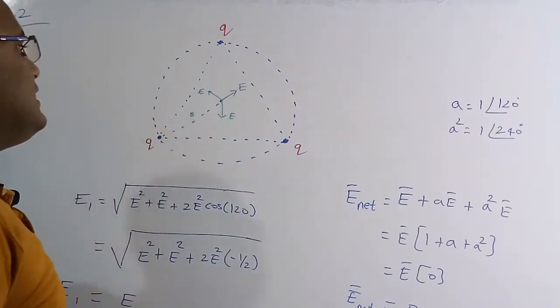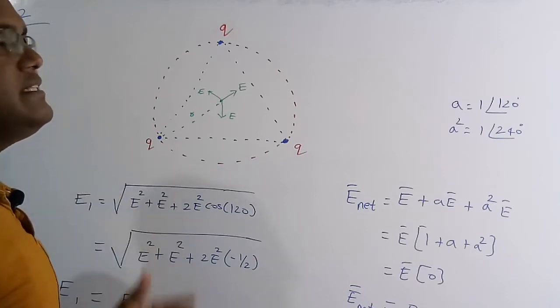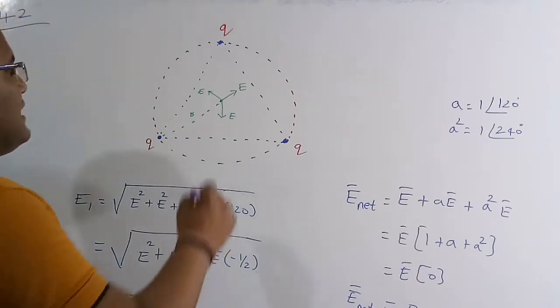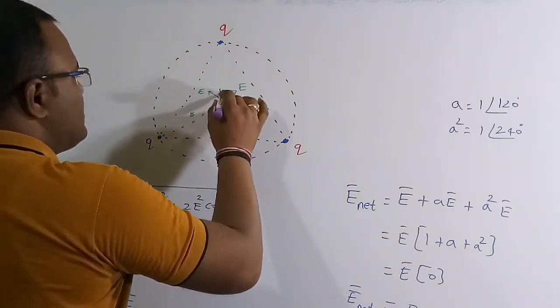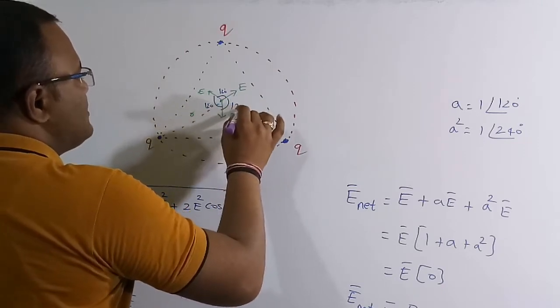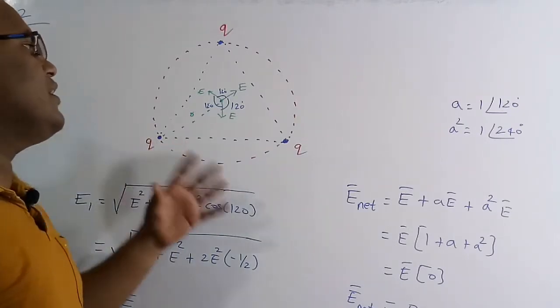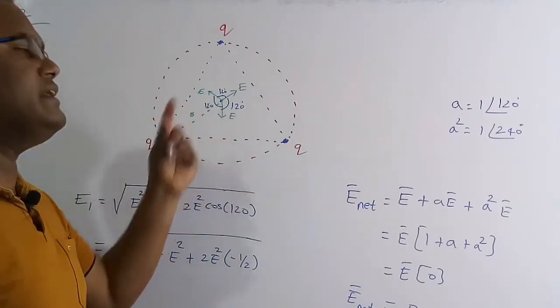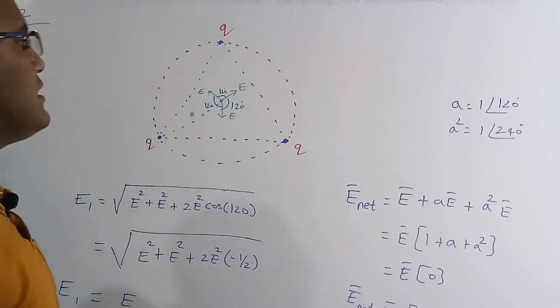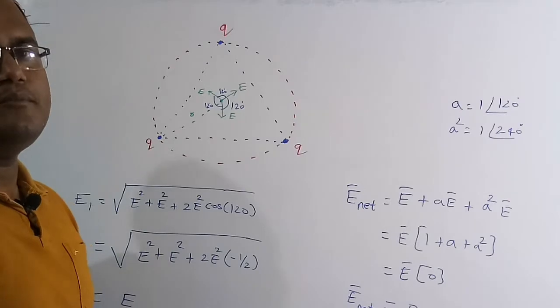So if you see clearly, these are three equal magnitude values, but these are vectors. Therefore we can say the angle between them is 120, this is also 120 and this is also 120. So the overall angle is nothing but 360 degrees. Based on this we have to find the net amount of electric field at the center of the circumcircle. We can figure out the net electric field in both ways.